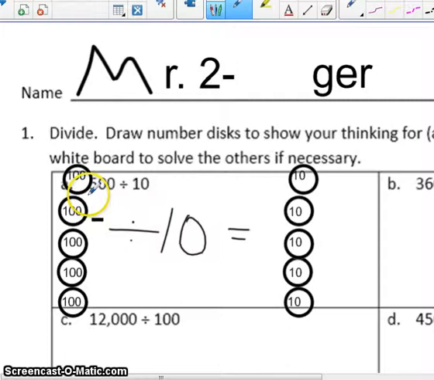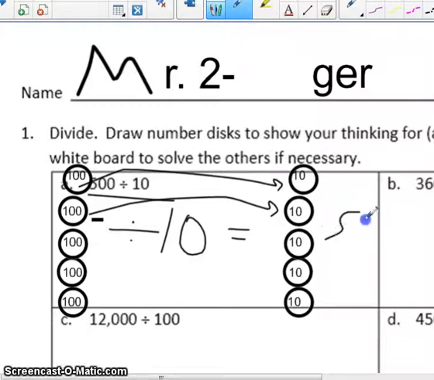So it's 500 divided by 10. And this would be the discs left over. 1, 2, 3, 4, 5. Same number of discs, but we divided each by 10. 100 divided by 10 is 10. And each one got divided by 10. So now you just count it up. 1, 2, 3, 4, 5 times 10 is 50. So 50 is your answer.